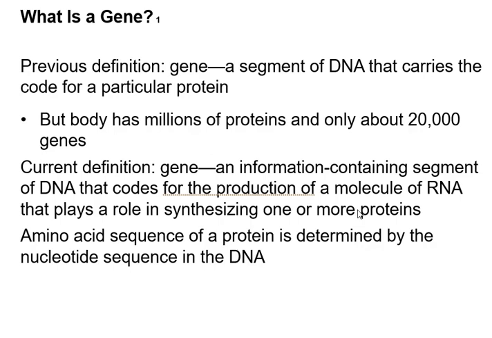Now, one of the things that they point out in this slide that I think is important, if you believe that we only have 20,000 genes, is that we have millions of proteins. So once you've read the gene and you have the gene product, you can rearrange the amino acids, you can cut off pieces, you can add pieces, you can put phosphates on it. So you can alter the proteins that are made by the genes.